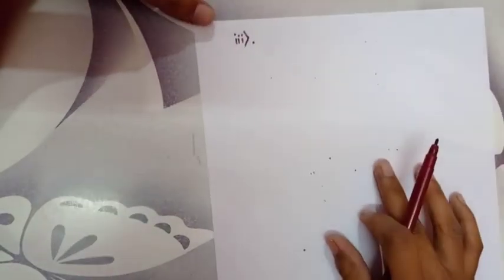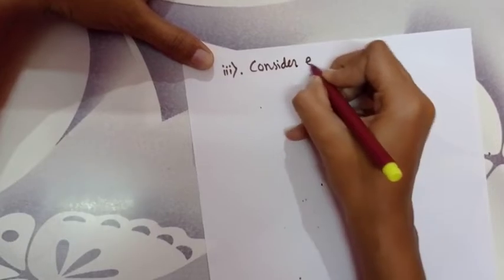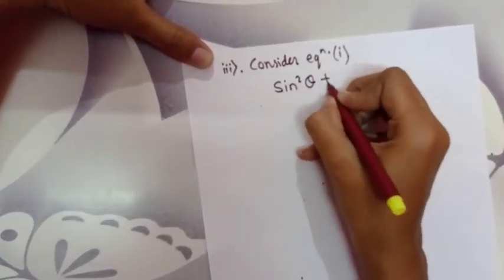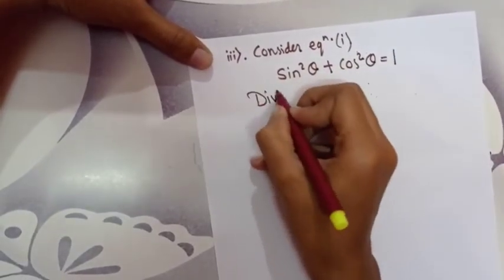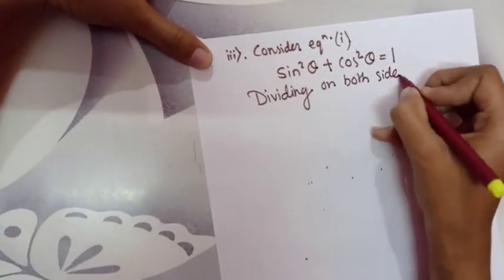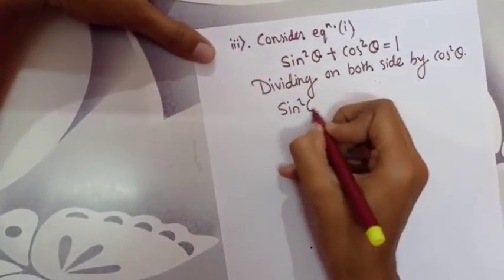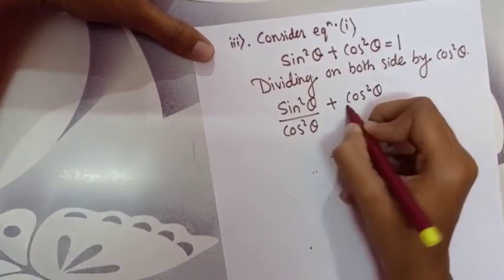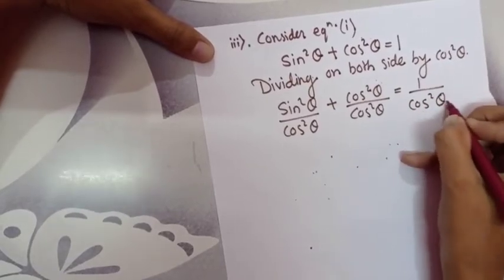Now once again, considering the first identity, consider equation first, that is sin square theta plus cos square theta is equal to 1. Now dividing on both sides by cos square theta. Now sin square theta by cos square theta plus cos square theta by cos square theta is equal to 1 by cos square theta.